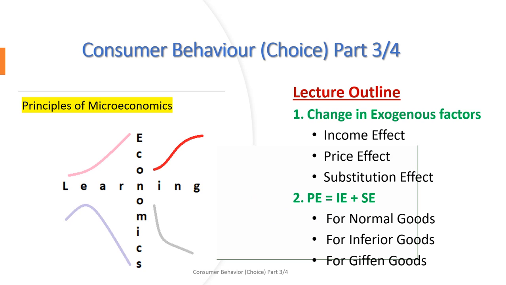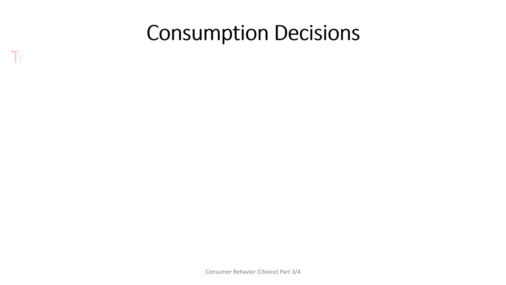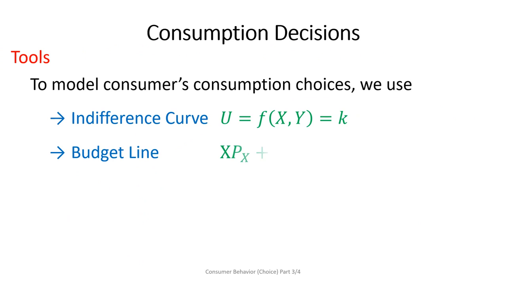Students, in the previous lecture we studied ordinal approach and we studied that to model consumers' consumption choices following ordinal approach, we use indifference curve and budget line. An indifference curve shows various combinations of two commodities that give consumer same level of satisfaction, whereas a budget line shows which bundles of two commodities a consumer can afford and which bundles are unaffordable, given the income and the prices.